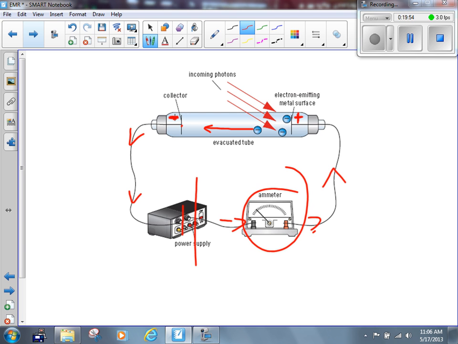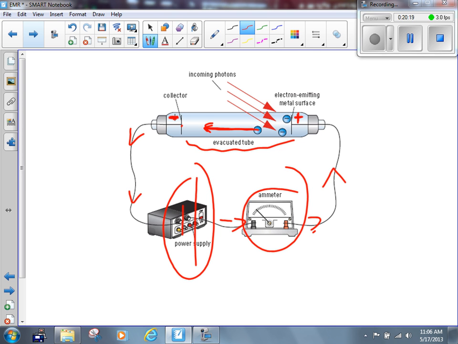But if we apply a big enough potential difference across this power supply, there's going to be a big enough potential difference across here that we may actually be able to stop the electrons that have been ejected. So this electron that's going this way slows down and stops, like a car going up the hill slows down and stops before it changes direction and goes back down the hill.